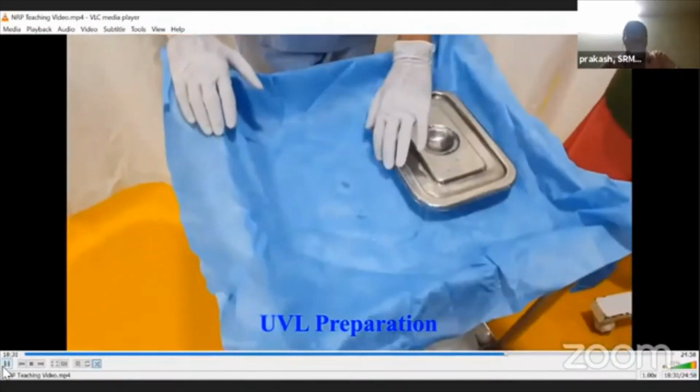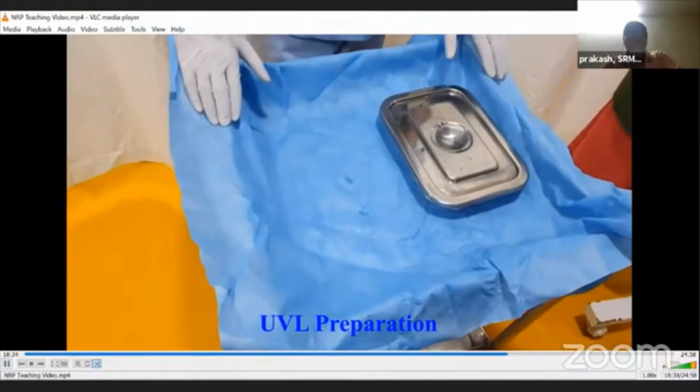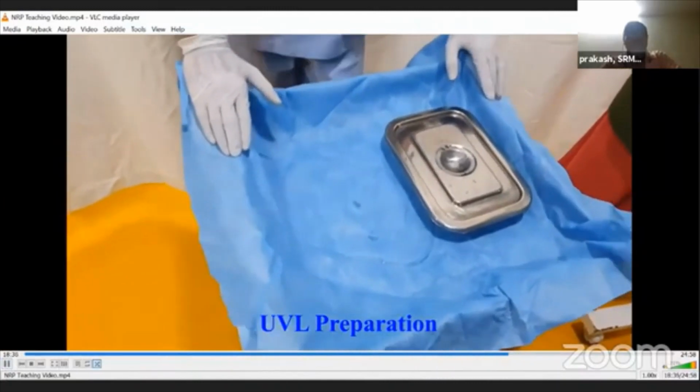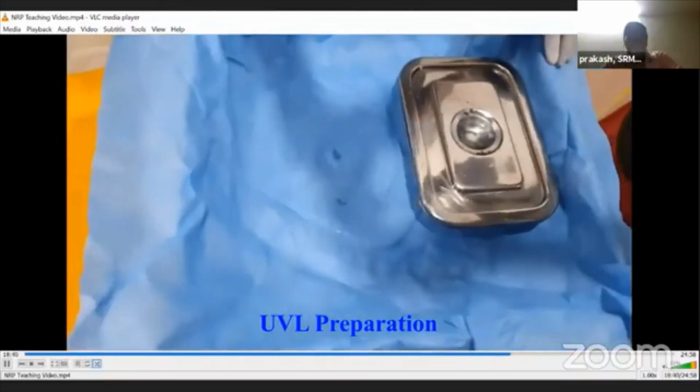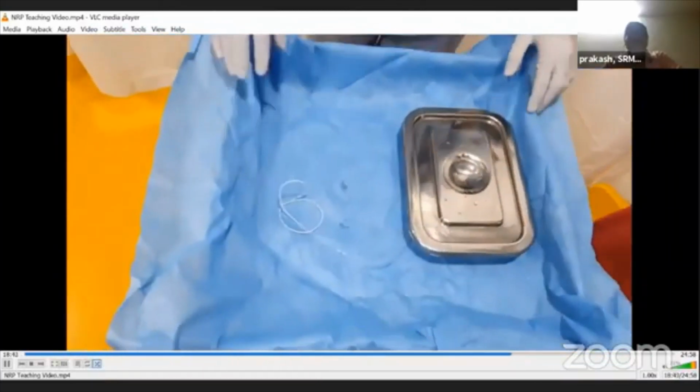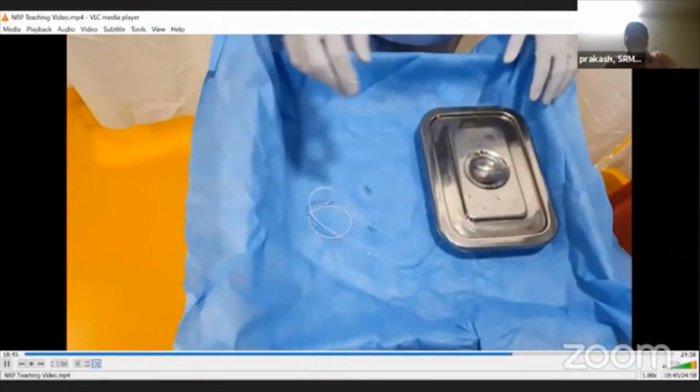I've got a cannulation tray with me. Mr. Surya, can you please give me an umbilical venous line of size 5? The chest compression is going on. Give me a 3-way cannula and a 5 ml syringe.